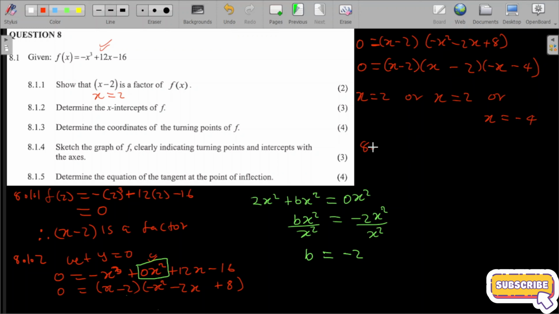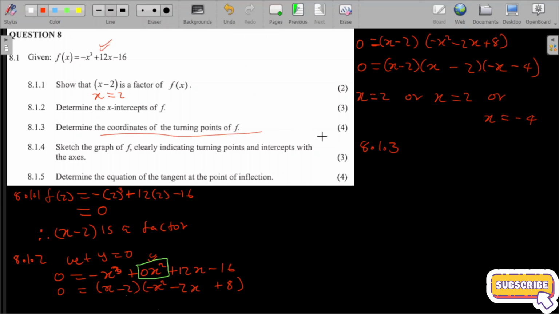Now going to question 8.1.3, it's saying determine the coordinates of the turning point of f. Now the turning point, remember, in order for me to find the turning point, first thing I must do is my derivative. So the derivative of that function is going to be negative 3x squared plus 12. For the turning point, we let our derivative equal 0, and then from here, we solve for x. So negative 3x squared plus 12 equals 0. This on the other side. So 3x squared equals negative 12.